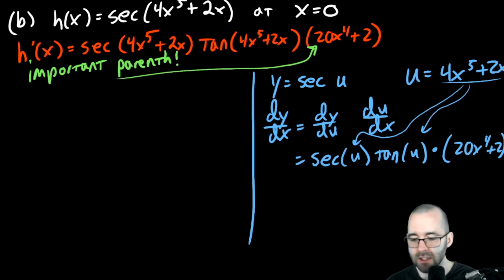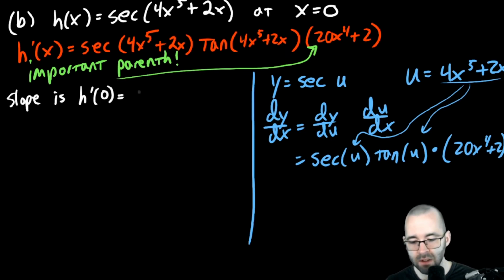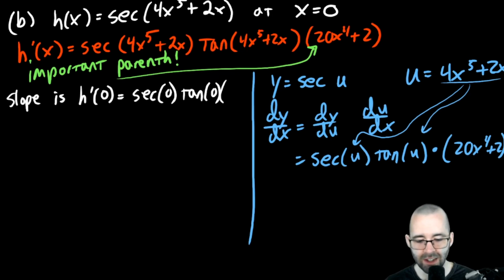All right, so we need the equation of the tangent line. So we need the function value and the slope. The slope, we plug into our slope function when x is equal to 0. That's the secant of 0 times the tangent of 0 times, oh gosh, is this just going to be 0 again? I gave us another horizontal tangent line. Yeah, the tangent of 0 is 0. Another slope of 0, that's boring.